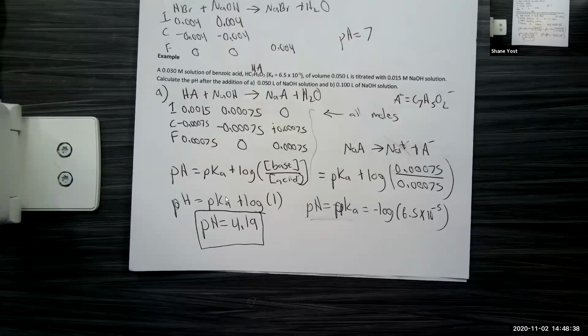Other questions? For part B, it's a similar approach. We're just now doing 0.1 liters instead of 0.05, but it's the exact same setup. We have to react stuff, then figure out what's left in the solution, and then calculate the pH based off of that.